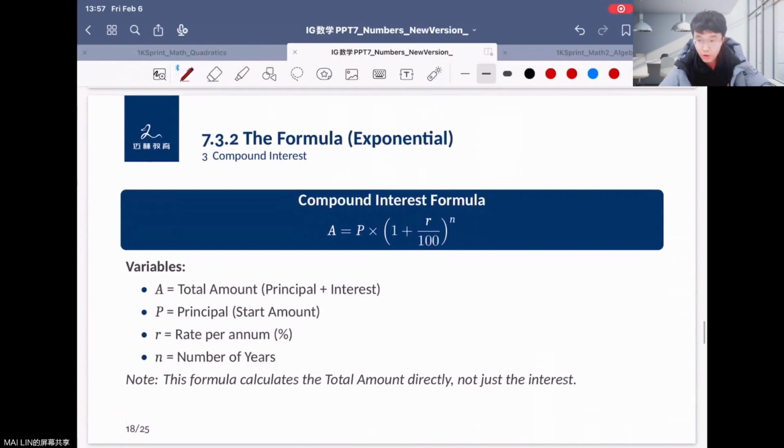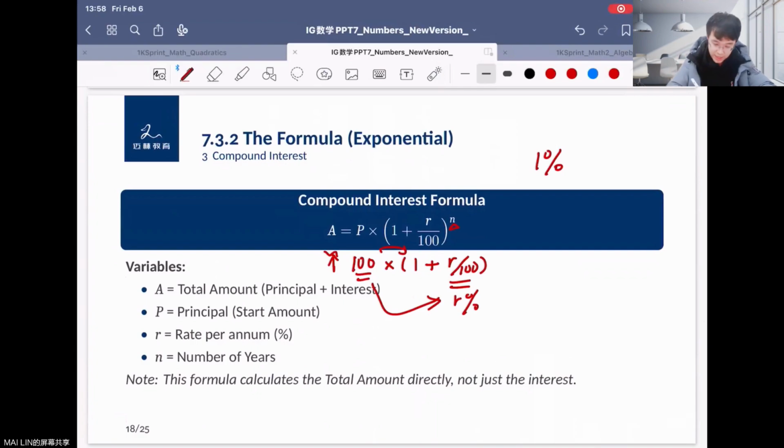Here we give you a formula: A, the total amount, equals P times (1 plus R over 100) to the power of n. So what does it mean? If you gain 1% in the bank, you put your initial money, $100, in. For the first year, your total amount is 100 times 1, the base amount, plus the ratio R, where R% is the money you earn. So 100 times (1 plus R%) is the total amount after 1 year.